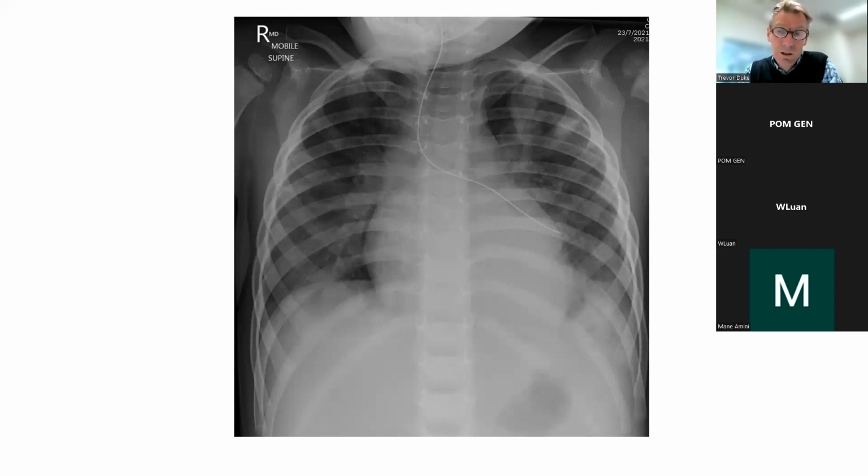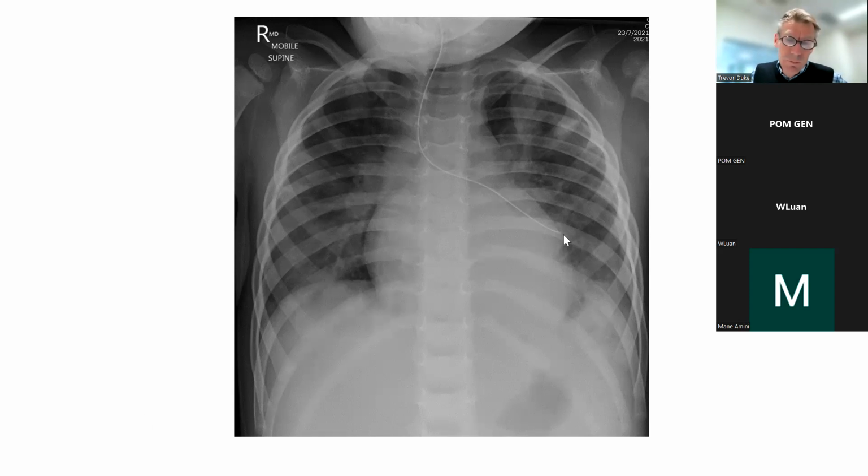And what can be a clue that might happen? What do you think the clues are? Probably have bubbling. Yeah, you could get bubbling. What's a clue even before you get bubbling? Sorry? Yeah, they'll cough and they'll be very, very uncomfortable.